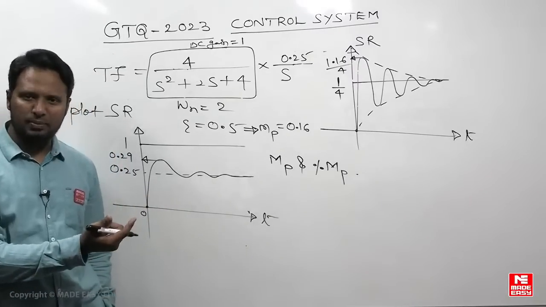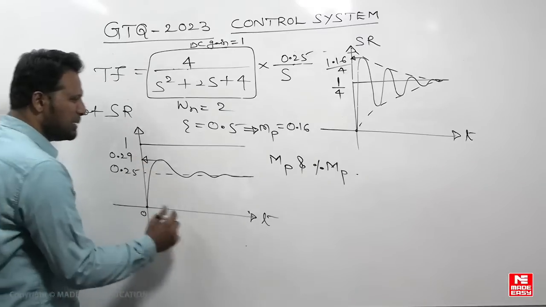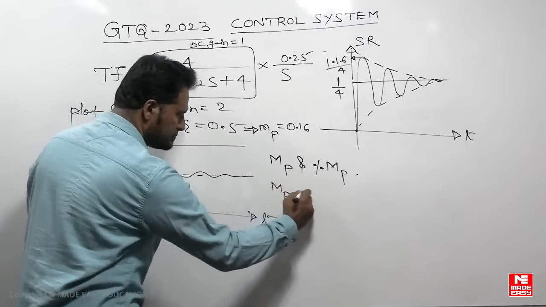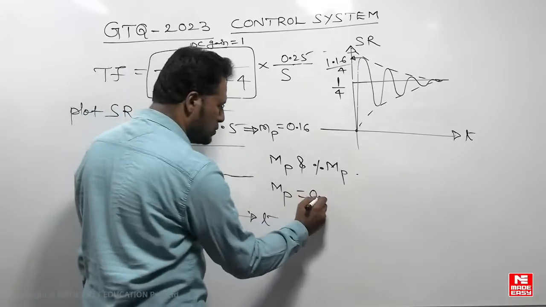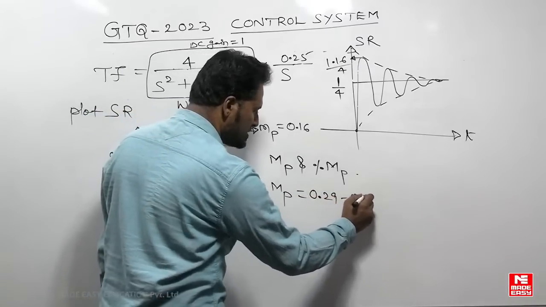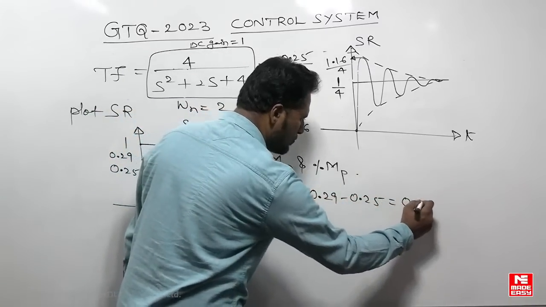Then how to find that? Okay. So what is MP from here? MP is the difference between peak value and final value. 0.29 minus 0.25 is 0.04.